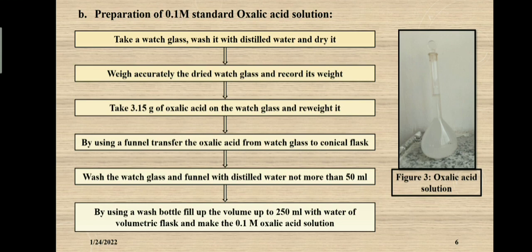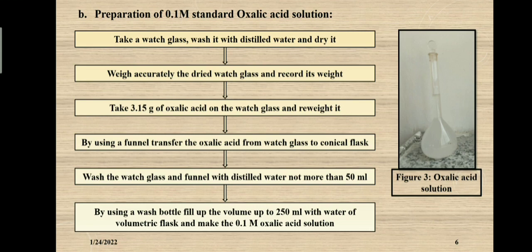In this preparation, the 250 ml volumetric flask contains 3.15 grams of oxalic acid solution. First, take a watch glass, wash it with distilled water and dry it. Then weigh the clean, dry watch glass and record its weight in the notebook. Then take 3.15 grams of oxalic acid on the watch glass and reweigh it to check that the weight of the oxalic acid is 3.15 grams.